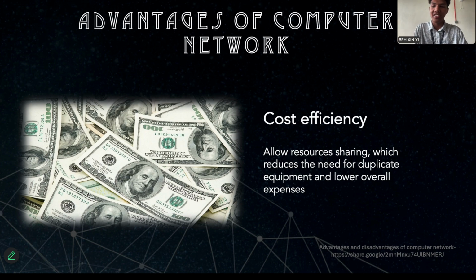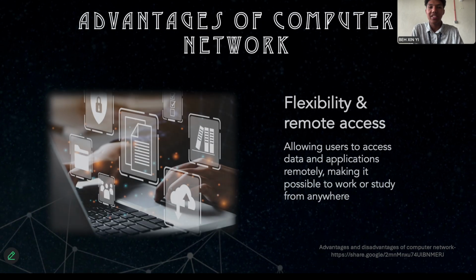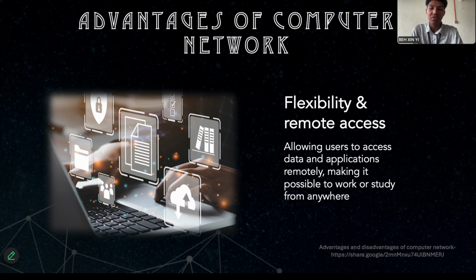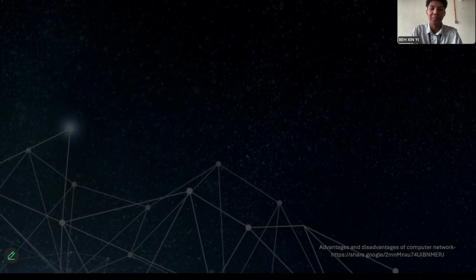Now let's take a look for the advantage of computer network. First, for cost efficiency, computer network allow resource sharing, which reduce the need to buy duplicate equipment. Instead of having one printer for every computer, all users can share a single printer. Next, flexibility and remote access. A network allows users to access data and application remotely. That means people can work or study from anywhere as long as they have any internet connection.